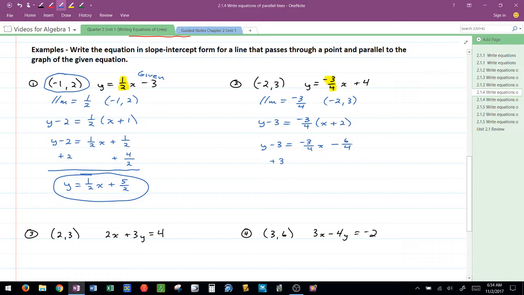I'm going to add 3, which means I need to add how many fourths? Well, 3 is the same as 12/4. All right, so this leaves me with y equals -3/4 x plus -6 plus 12, which will be 6/4. Now, I notice on the 6/4 I can simplify it. Yes, you must. y equals -3/4 x plus 3/2. And this is the equation of the line in slope-intercept form.